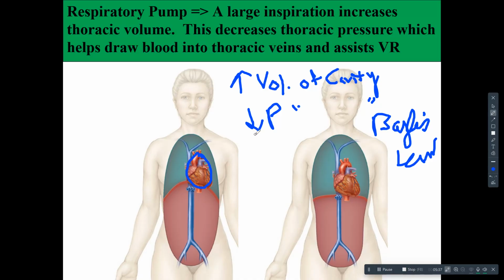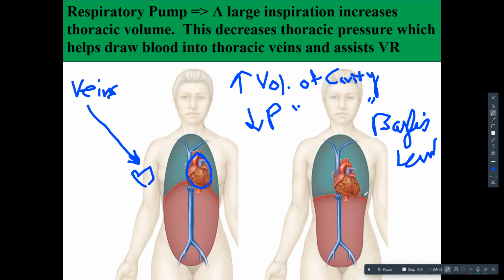So if we lower thoracic pressure, we're lowering heart pressure. Remember, we're trying to go from veins to the heart, and there is a small pressure gradient there. If heart pressure is now even lower, our gradient becomes steeper and we get better blood flow. So by taking a deep breath in, we expand our thorax. Look at that diaphragm.